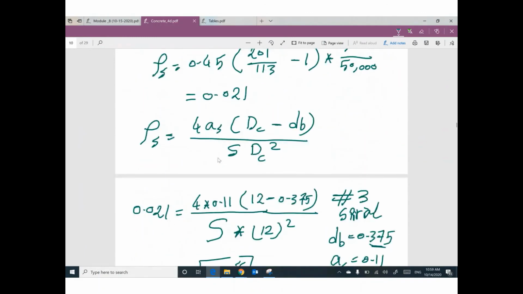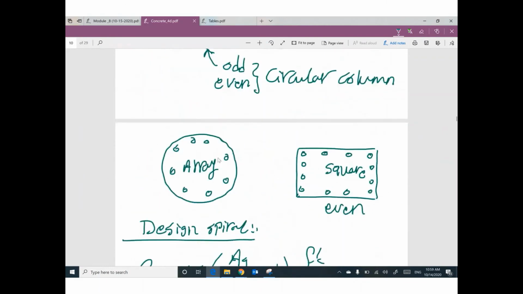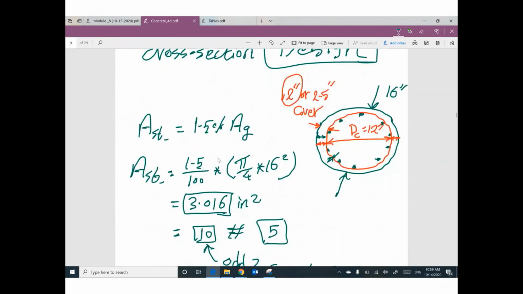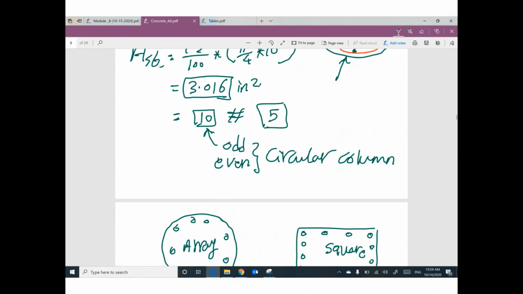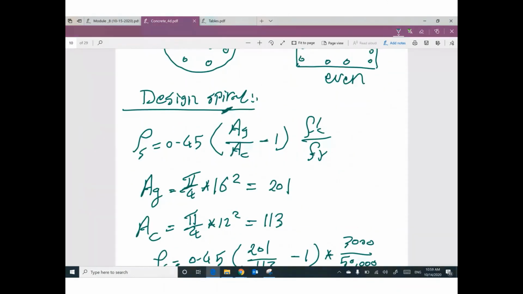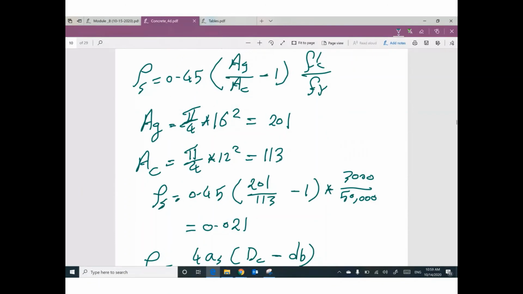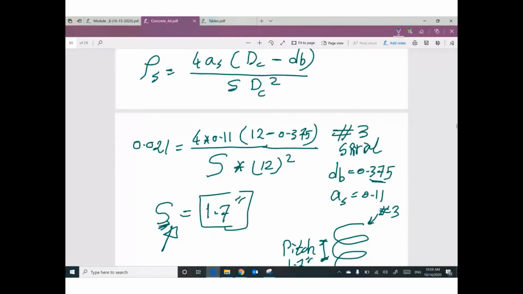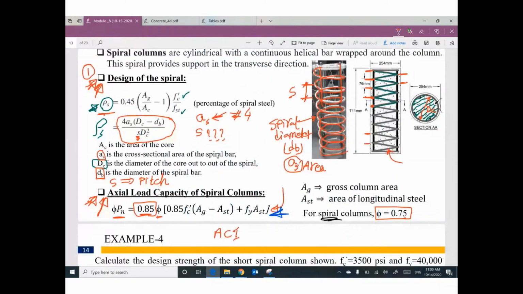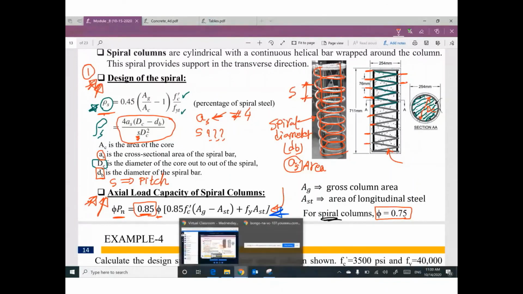So, guys, if you would like to design a spiral column, you need to tell me the diameter of this column, the required area of steel, and the design of the spiral. To design a spiral, you need to finish your calculation to tell me what size I'm going to use, what the spacing is, and what the pitch is. Pitch means the distance between this point and this point. It's very important.